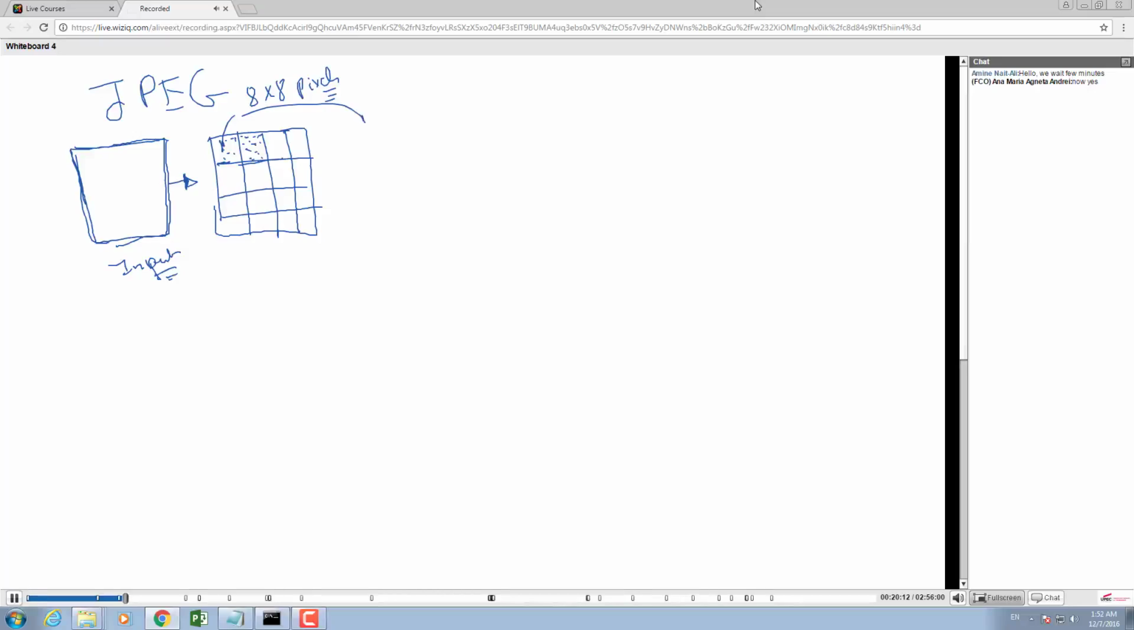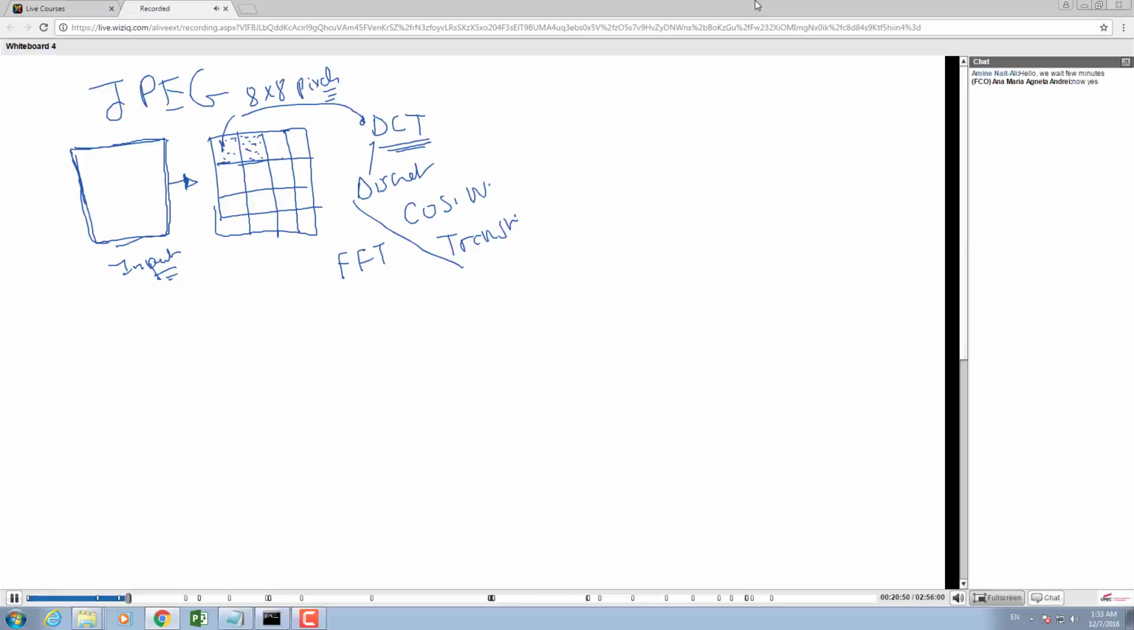So you take the first block and you transform it using what we call the DCT transform. Have you heard about this transform? DCT transform. Yes? What does it mean? DCT? Discrete cosine transform.